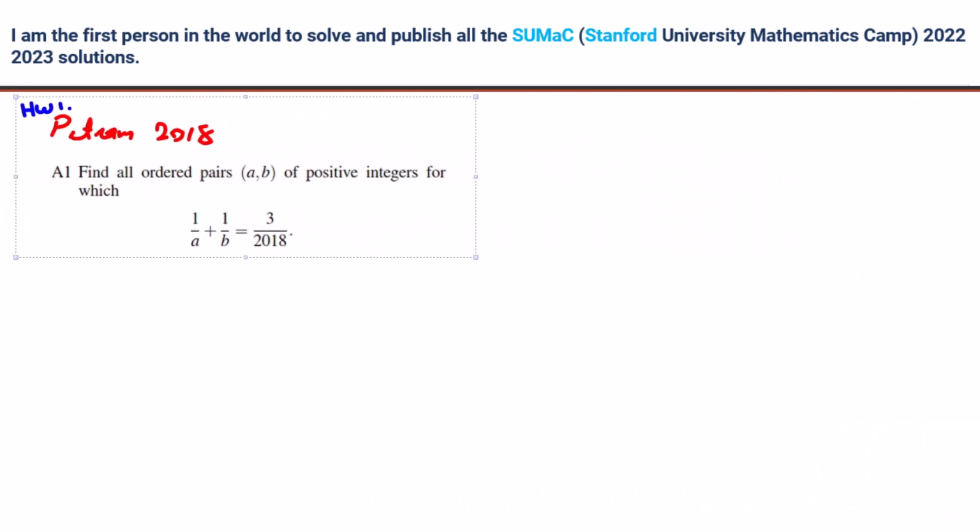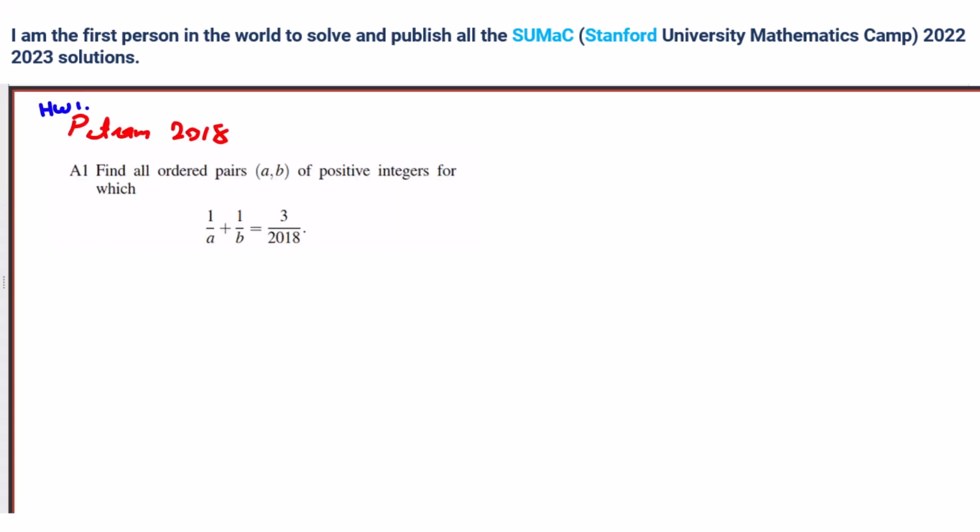So the left-hand side of the equation we can rewrite as (a plus b) over ab, which is equal to 3 over 2018. Therefore we can say 2018(a plus b) is equal to 3ab. Then what? Okay, and then for this I used the above Simon's favorite factoring trick.